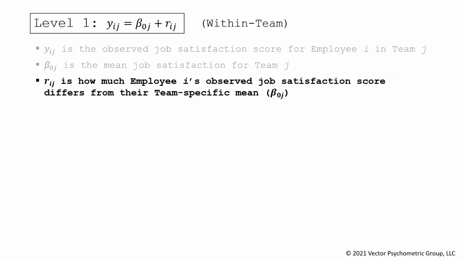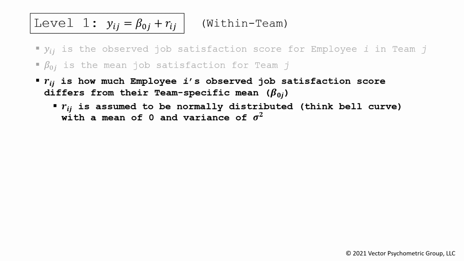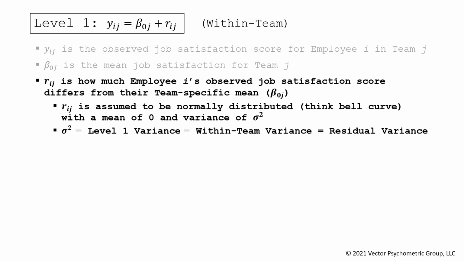Second, the residuals are just the difference between the observed employee scores, aka YIJ, and the team-specific means, aka beta 0J. These are assumed to be normally distributed with a mean of 0 and variance of sigma squared. It is important to know that sigma squared may be referenced in various ways, such as the level 1 variance, within team variance, or residual variance, depending on what you're reading.